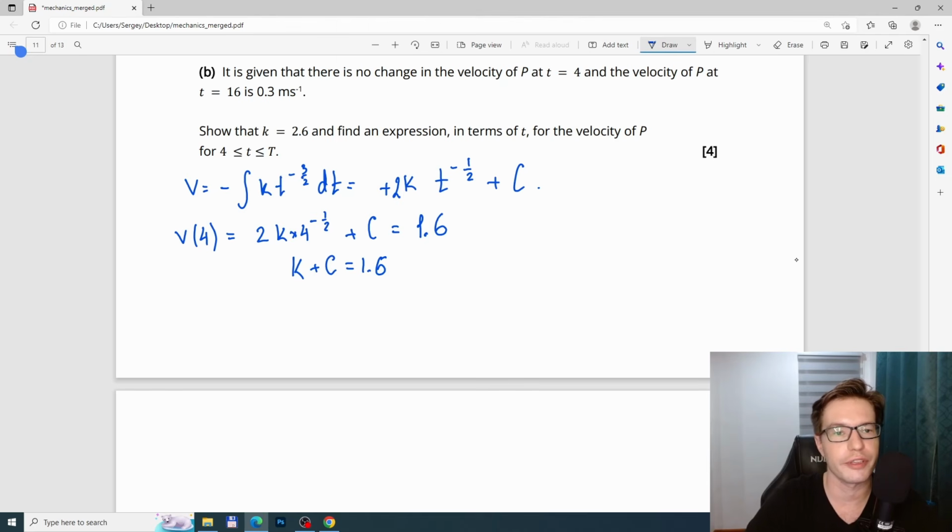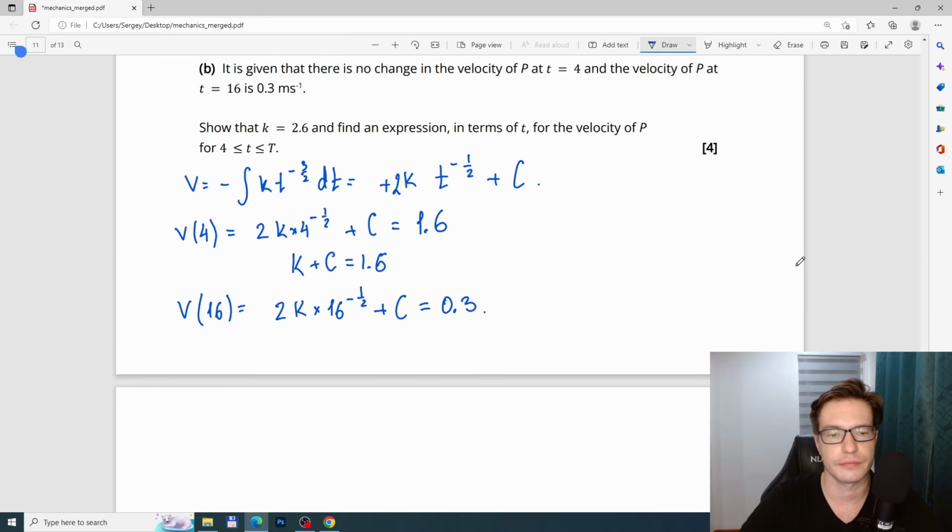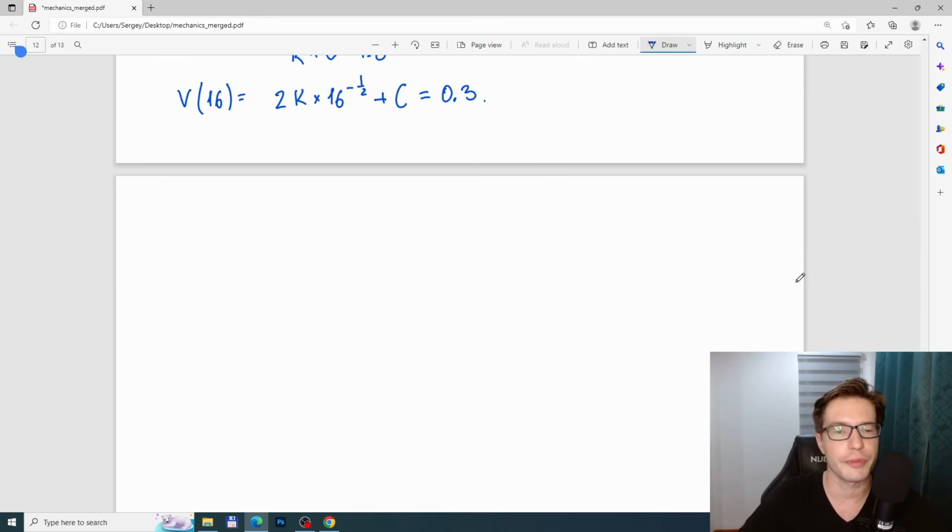So now we are also given that when t equals 16, velocity is 0.3. So let's substitute 16 into our formula. That's 2k times 16 to the power of minus 1 over 2 plus c, and that must be equal to 0.3. Now, if we simplify that, we'll get 1 over 2 k plus c equals 0.3.